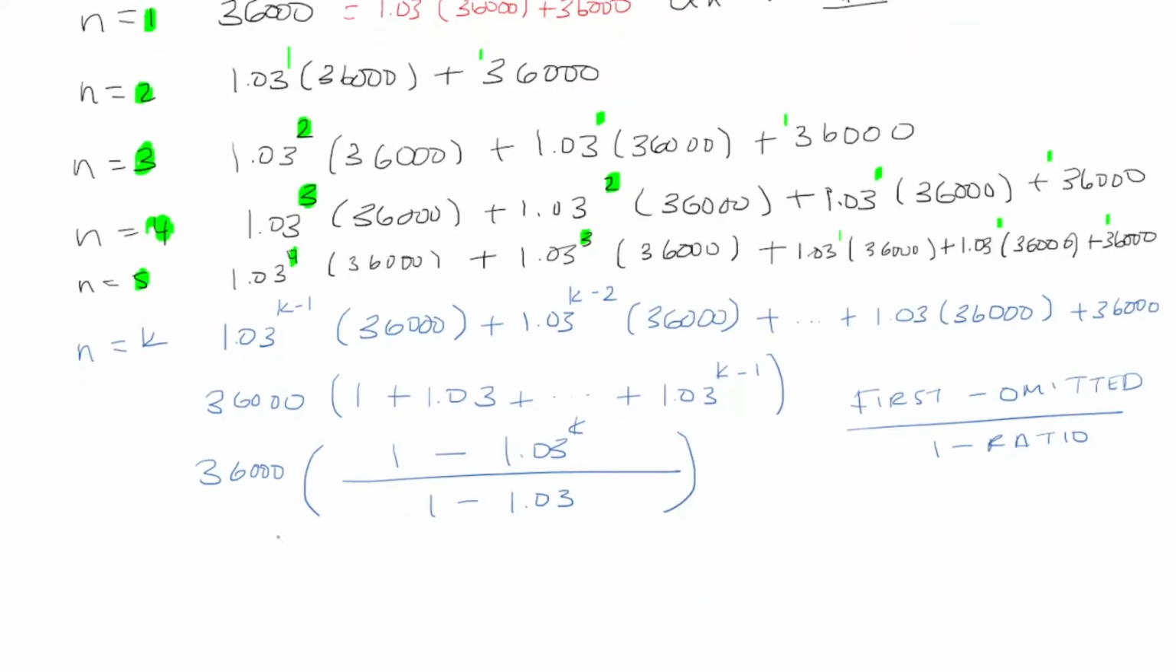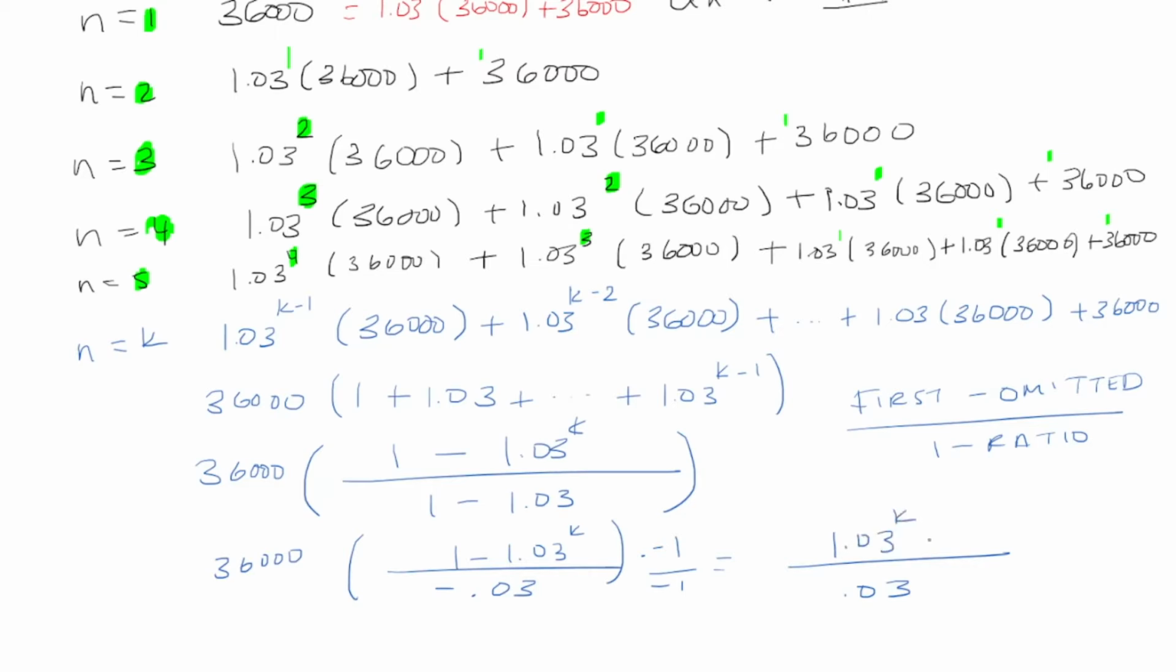Now I can simplify this. I have 36,000. And I'm going to subtract 1 minus 1.03, and then I have 1 minus 1.03 to the k. And I'm going to multiply basically by negative 1 top and bottom. So what happens is this becomes a positive, and then I flip the signs. So here 1.03 to the k is negative. Now it's positive. 1 is positive. Now it's going to become negative. Multiply that by 36,000.